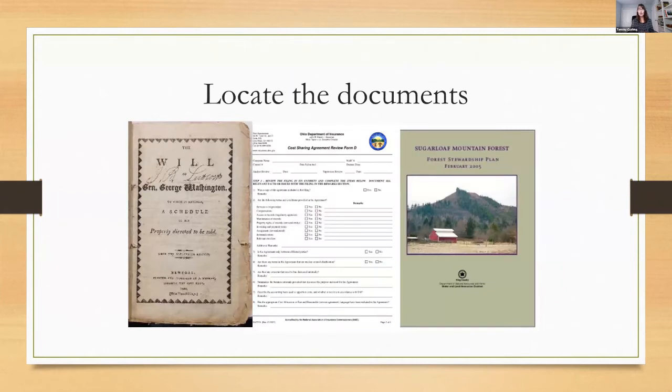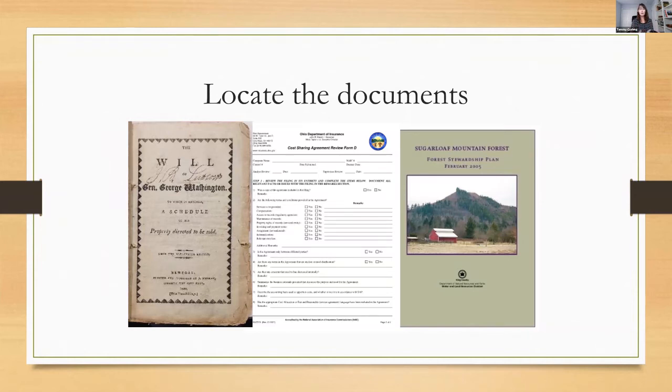So we're going to find those documents. Maybe it's the will that you told me you had that you haven't looked at in years. It could be the power of attorney documents. It might be your cost share agreement, your forest management plan. I'm not suggesting you put all the documents in one place, but I would suggest that maybe you make a list of where the documents are.